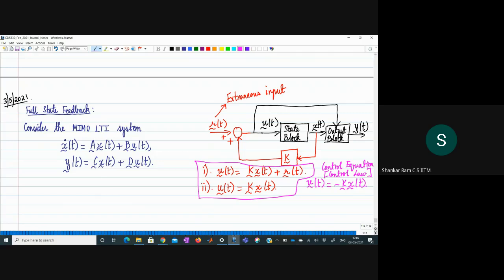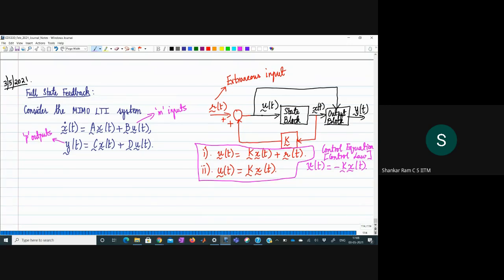So we will essentially see how this can now be built upon and used for designing the closed loop system. So let us say we have m inputs. This is an nth order system. We consider a MIMO system to begin with, and let us say there are p outputs. So there are m inputs and p outputs as far as this particular system is concerned.